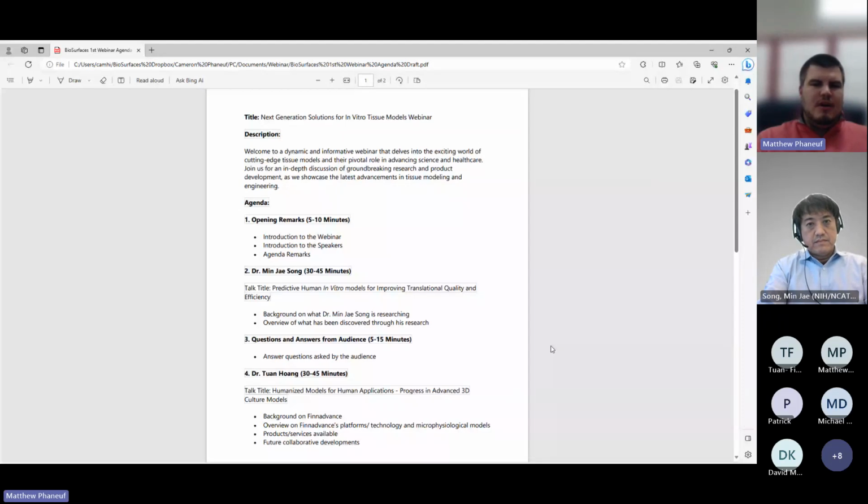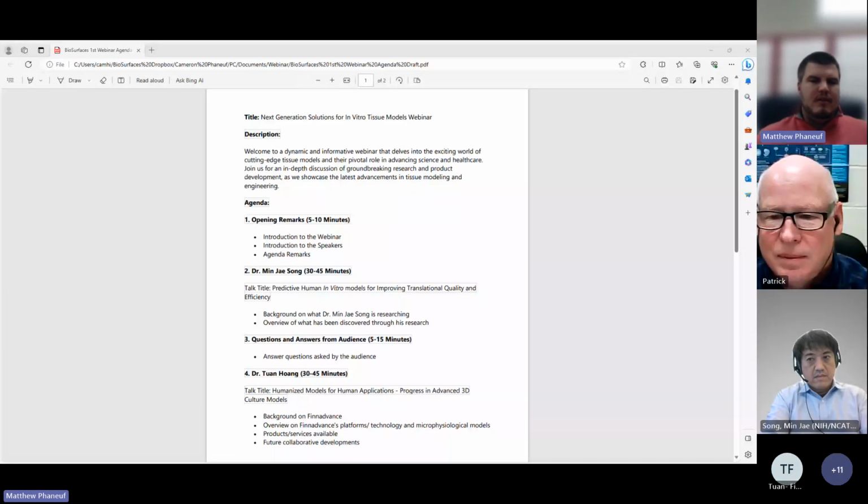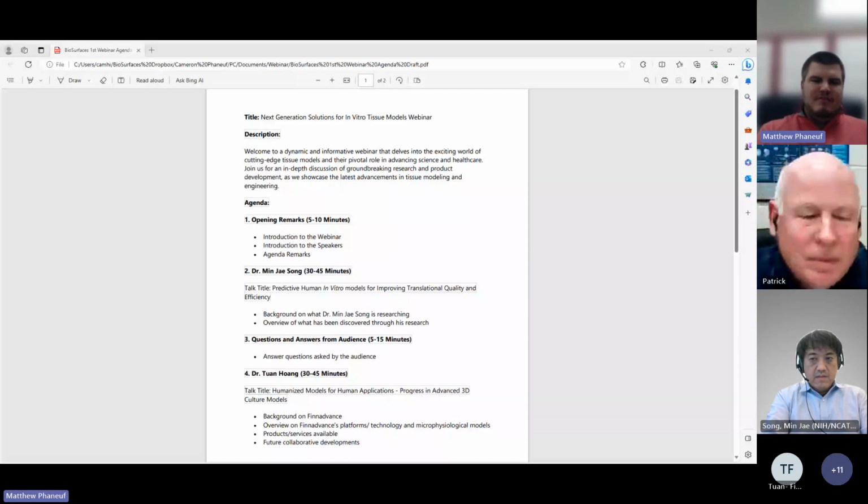For in vitro tissue models. And to quickly run through our presenters, our first presenter is currently showing his face, Dr. Min-Jae Song, who is employed at the National Center for Advancing Translational Sciences, otherwise known as NCATS. He specializes in the development of 3D vascularized tissue models within a high throughput platform designed for preclinical studies. So we're looking forward to having him present first.